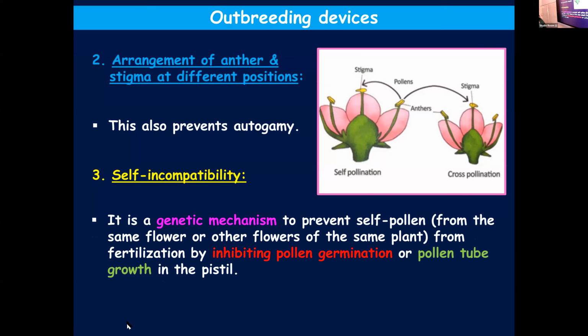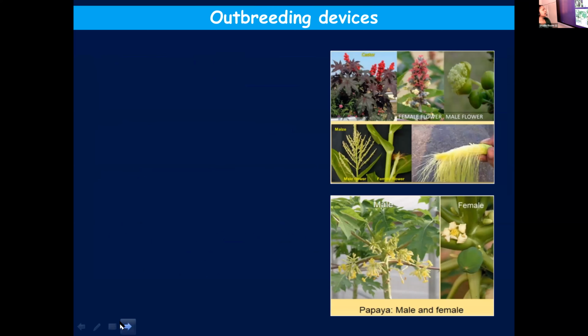It's a genetic mechanism to prevent self-pollen. Self-pollen means pollen either from the same flower or from other flowers of the same plant. Both are genetically self-pollination. So if its own pollen falls on its stigma, that process of pollination will not get completed, because if pollination is successful, it should lead to fertilization. And fertilization is prevented by inhibiting the germination of the pollen and pollen tube formation. Okay, this also will prevent autogamy. Any doubt in these three points?